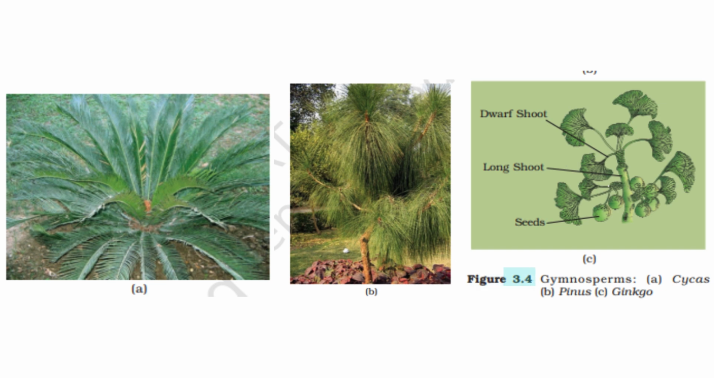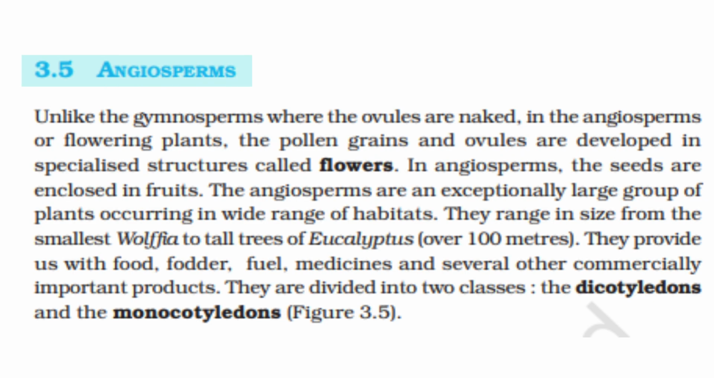Figure 3.4 Gymnosperms. A. Cycas. B. Pinus. C. Ginkgo. Angiosperms. Unlike the gymnosperms where the ovules are naked, in the angiosperms or flowering plants, the pollen grains and ovules are developed in specialized structures called flowers. In angiosperms, the seeds are enclosed in fruits.